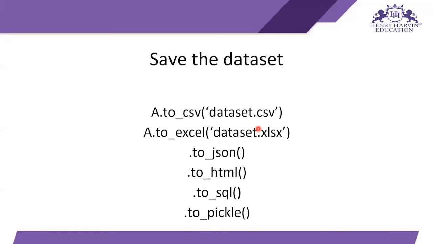Then I can write the data frame name dot to_csv, and in parentheses I type the name under which I want to save the dataset. Here you can type any name other than dataset. The .csv is compulsory if you want to save the dataset in CSV format. And if you want to save the dataset in Excel format, you can type a.to_excel with the dataset name .xlsx, because this is the extension for an Excel file.